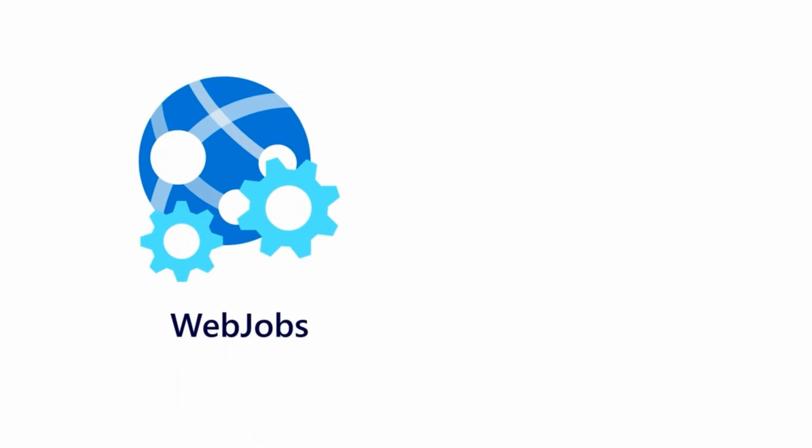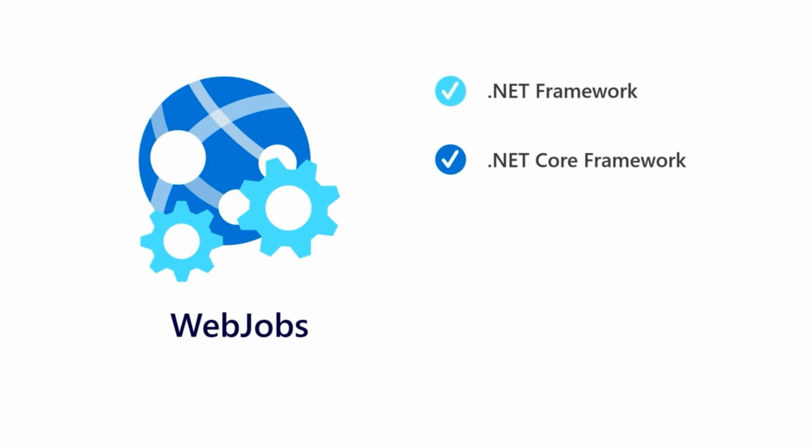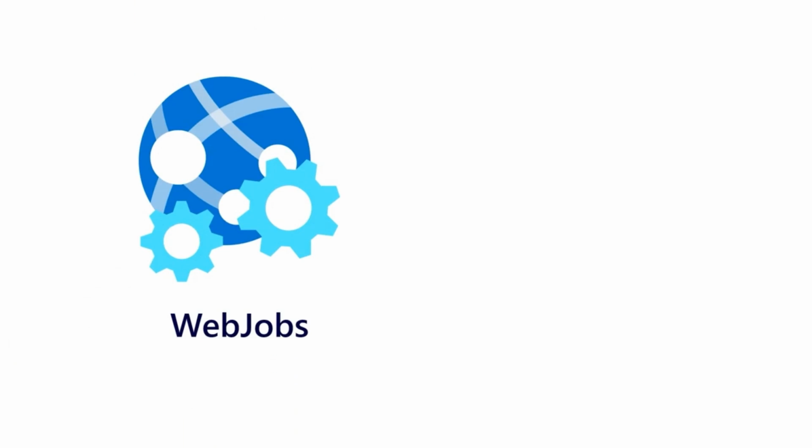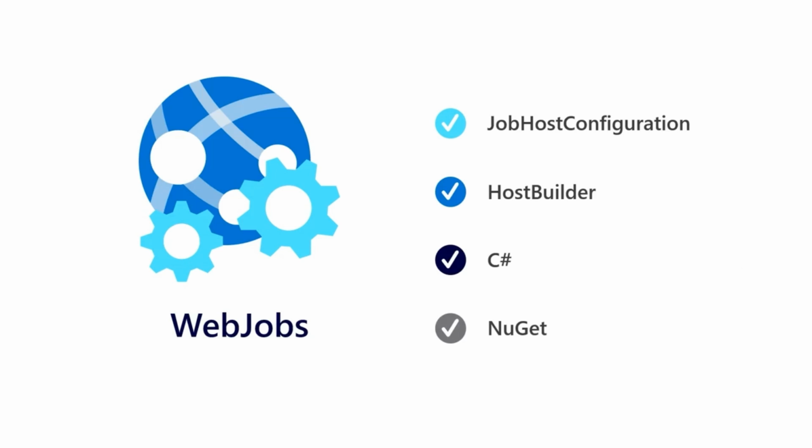You can also program a web job by using the .NET Framework or the .NET Core Framework and a .NET language such as C# or VB.NET. In this case, you can also use the Web Jobs SDK to make the task easier. The SDK includes a range of classes such as Job Host Configuration and Host Builder, which reduce the amount of code required to interact with the Azure App Service. The Web Jobs SDK only supports C# and the NuGet Package Manager.